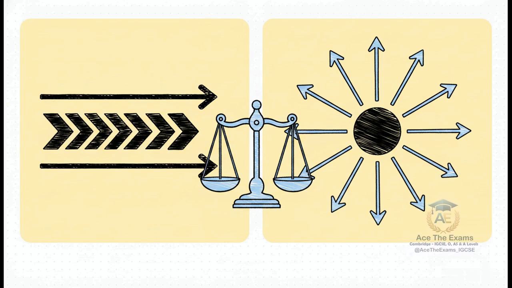A uniform electric field has parallel field lines. A radial field has lines pointing outward. Okay, time's up.